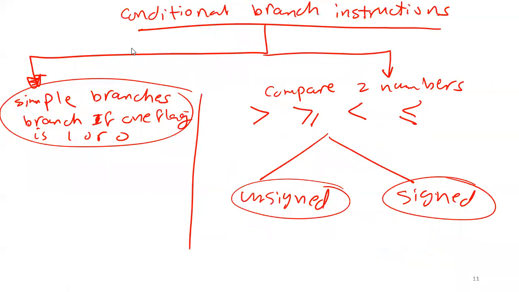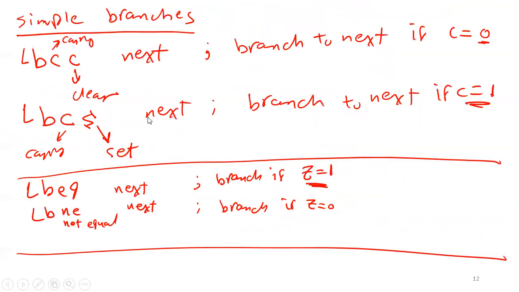Anyway, so let's see the details now. Here, guys, we have two types of branches. One of them is called simple branches. That's what I'm going to teach right now. This one is going to branch if one flag is 0 or 1. And then we have, when you compare two numbers, some branches for greater than or equal, less than or equal, and under this classification we have signed or unsigned. Now I'm going to give you details. So let's start with the simple branches.